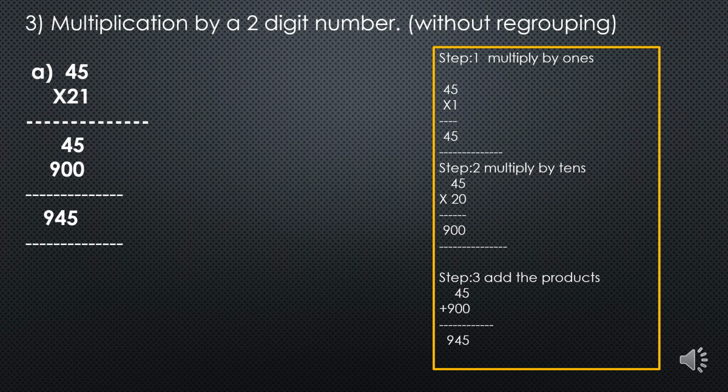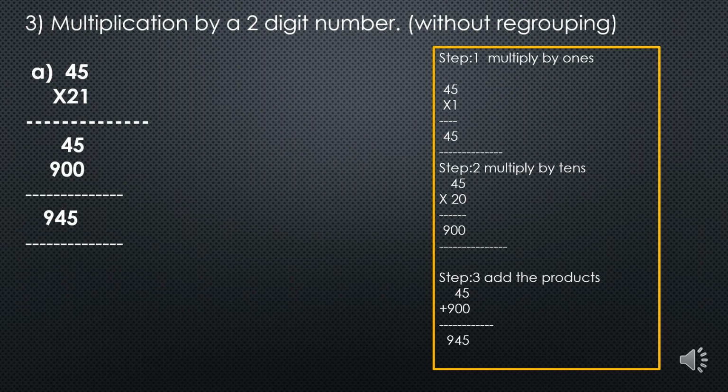Dear children, now we are discussing multiplication by a two-digit number without regrouping. To multiply by a two-digit number, we need to multiply in two steps. First, we want to multiply by the ones digit. What is the ones digit here? 1. 1 we want to multiply by 45. So, 45 into 1 is 45 itself. Any number multiplied by 1, we will get the same number.